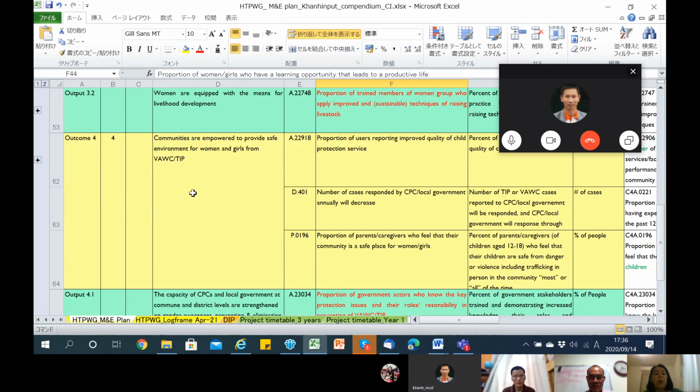Okay, so outcome 4. This is the indicator for the child protection system in the community, and whether the community is able to protect women and girls by providing some services. The outcome 4 statement is: communities are empowered to provide a safe environment for women and girls from violence against women and children and trafficking in persons. The first indicator is the proportion of users reporting improved quality of child protection service.